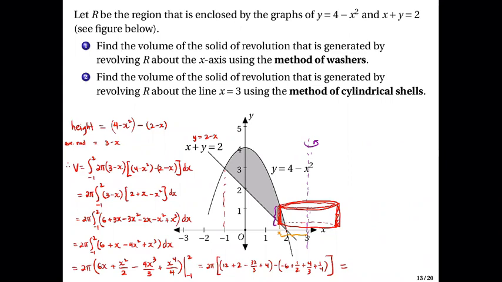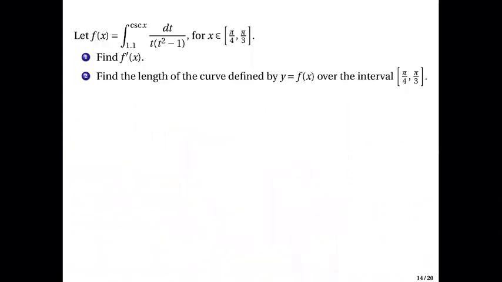Let's now go to our next problem here. Let f of x be this integral here. Okay? So f of x equals the integral from 1.1 up to cosecant x of dt over t times the square root of t squared minus 1, where x is from pi over 4 to pi over 3.